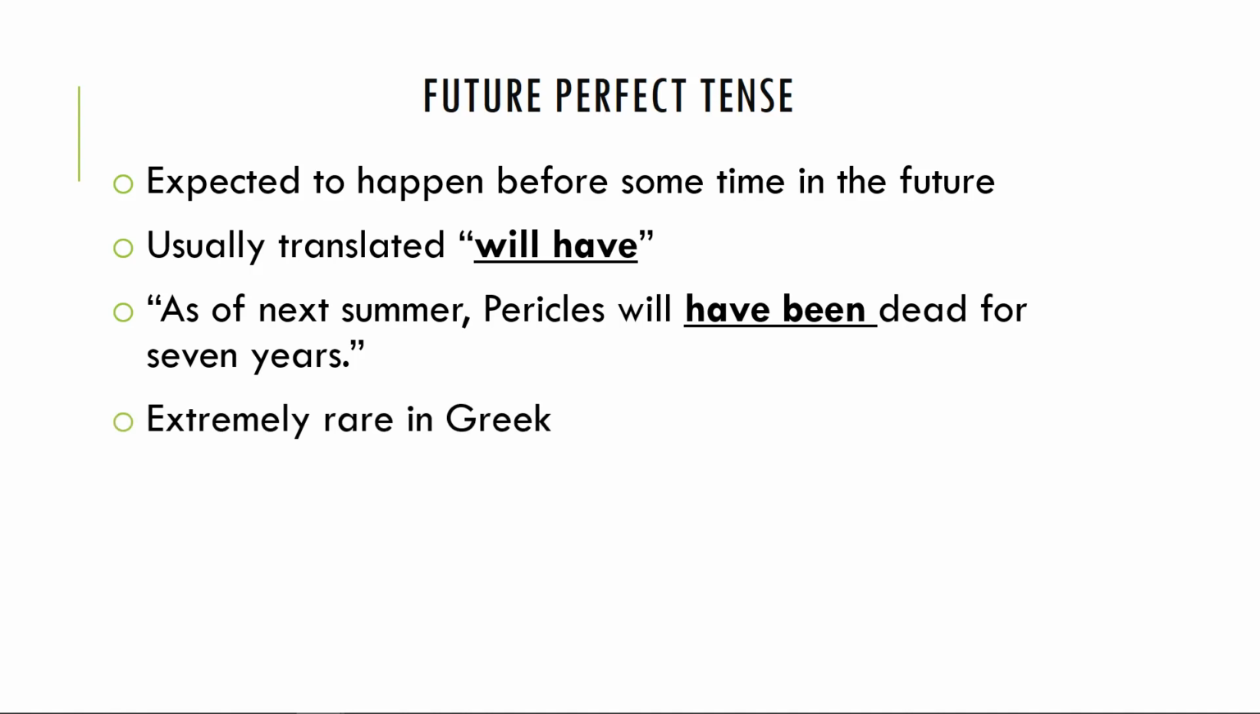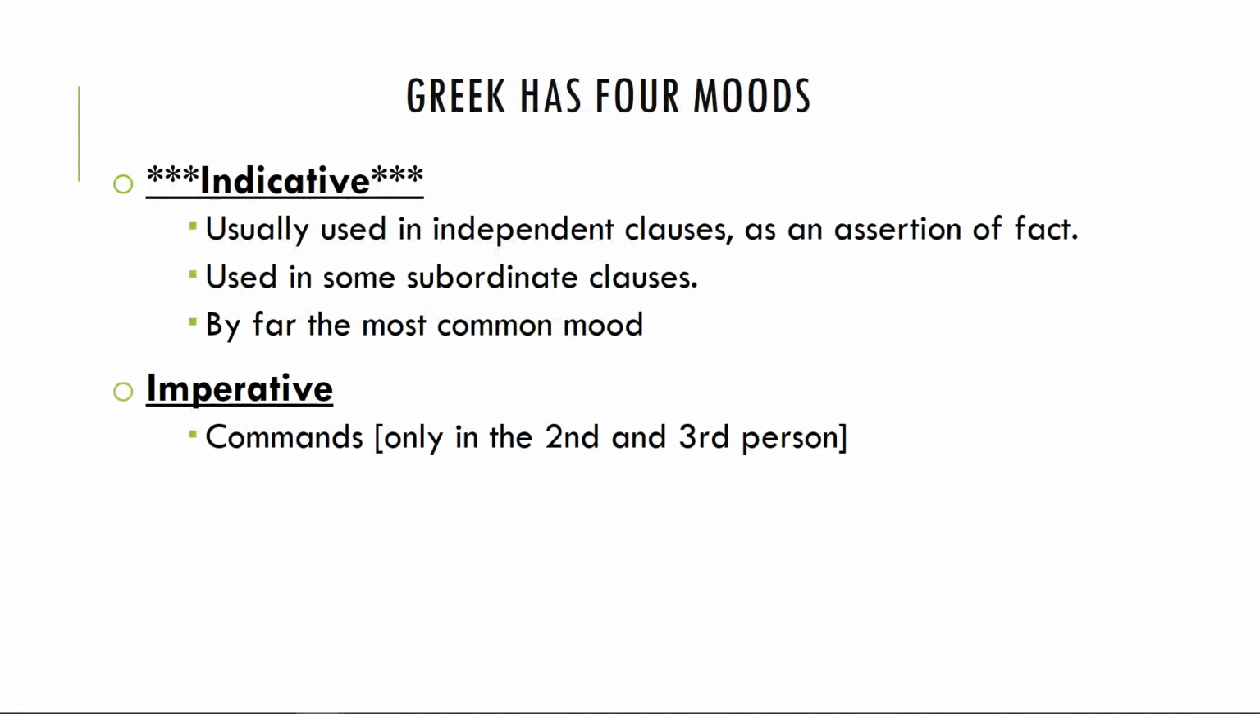So rare it's not worth even thinking about. If you see future perfect, you know how to translate it. That's all that matters. Okay, that's tenses. So the present, the aorist, the imperfect are the important ones, at least for now. We'll get into more later. Mood. Person, number, tense. Now, mood and voice.